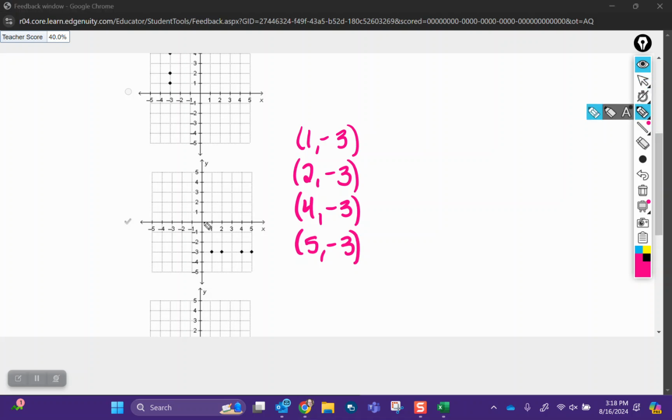So on the correct answer here, starting in the origin, we go right 1 and down 3. There's your first point. The next point, starting back at the origin, we go right 2 and down 3. Back at the origin, right 4, down 3, and right 5, down 3. We go down because those are negative, so this should have been the correct answer.